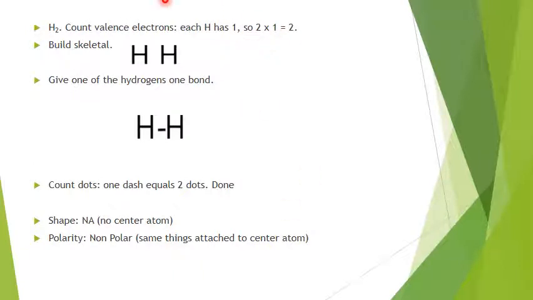Okay, H2. Pretty simple. Each hydrogen has 1 valence electron, so 2 times 1 is 2. There's the skeletal structure. Again, you just give one of the hydrogens, so I'm going to pick this hydrogen here, its one bond. Count up the number of dots. Each dash is 2. You're done. You don't have to add anything more. Again, we don't have a shape associated, and this is nonpolar because it's just the same things attached to the bond.